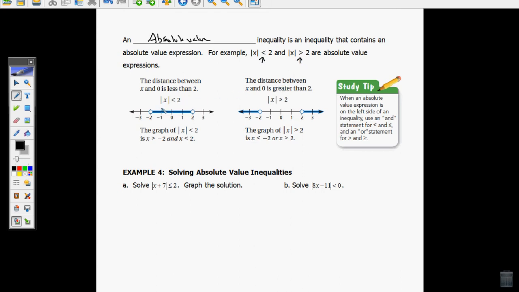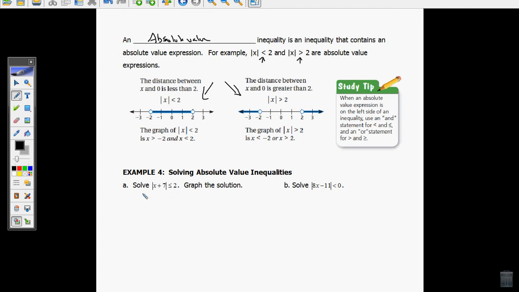So when the absolute value is less than, it's just like having an AND statement. When the absolute value is greater than, it's just like having an OR statement. That's what these two images are telling us. All right? So when I look at this first example, the absolute value I'm looking at says that it's less than this number, which implies to me this is an AND type situation.